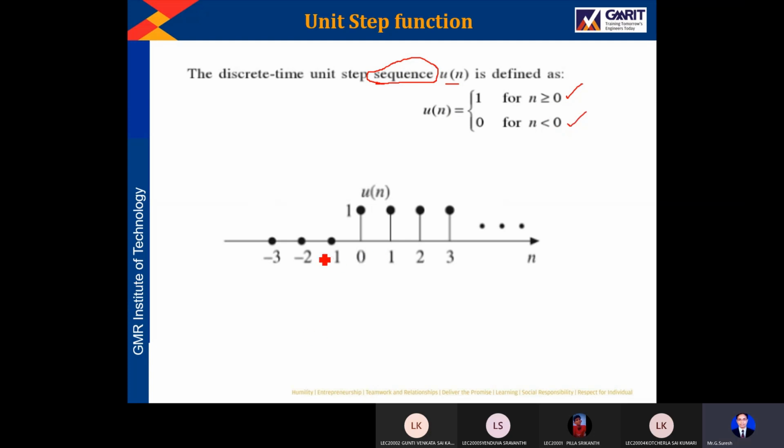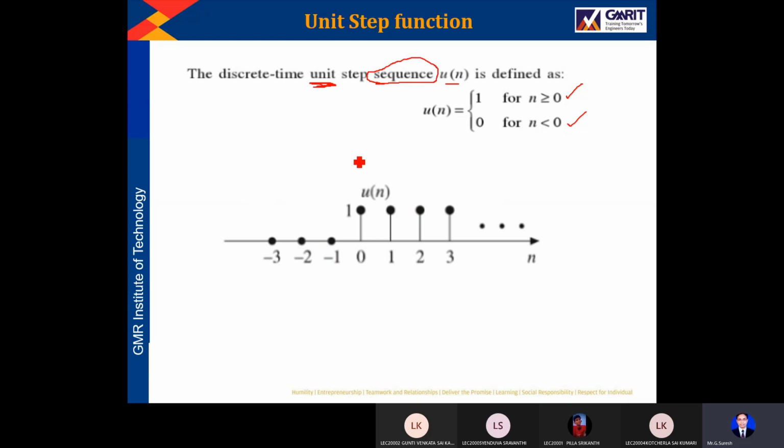So now you can see, for n less than 0 it is 0 at minus 1, 0 at minus 2, 0 at minus 3, 0, and for n greater than or equal to 0 its value is 1, unity. So once again the unity also holds good here. If the amplitude is 1, then only it is said to be unit step sequence. Simple thing. The definition is simply extended for a discrete time version.